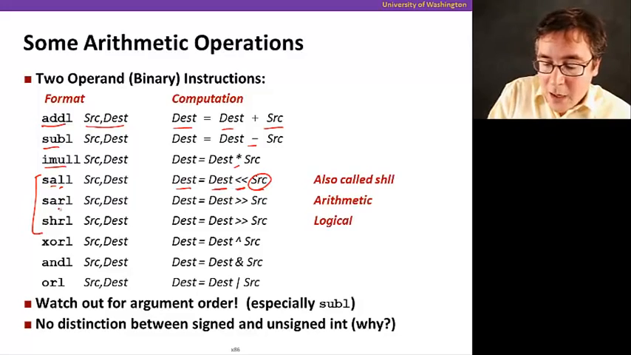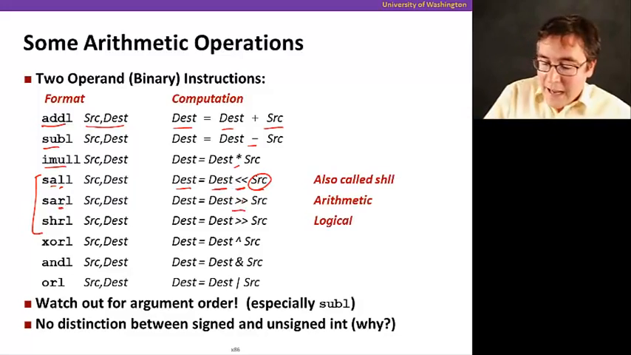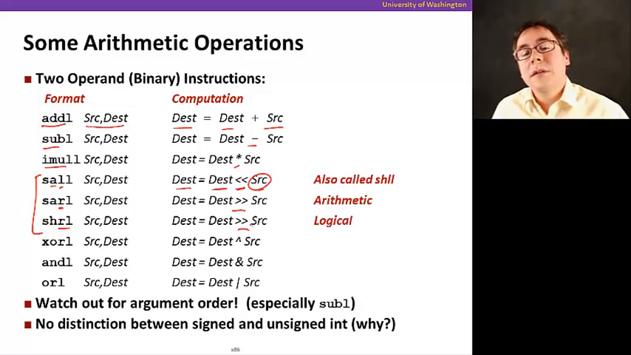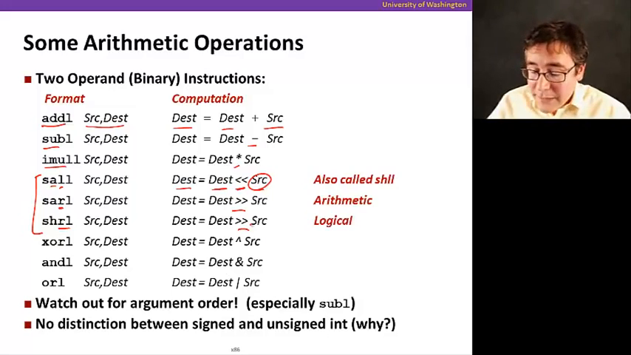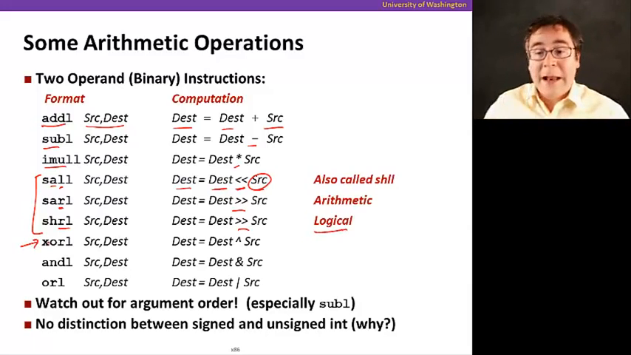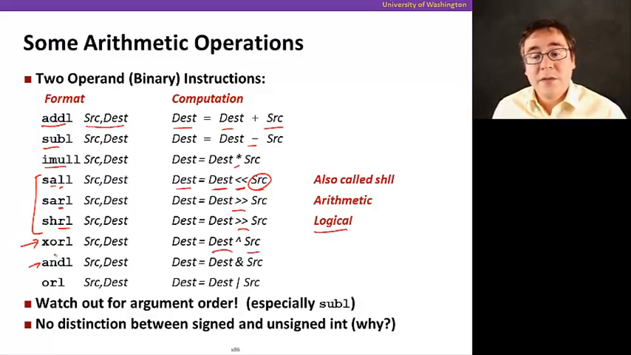Now SARL does the same thing, but with an R because it shifts to the right. And this SHRL is also shifting to the right, except that this is shift logical, meaning that it does not do anything with your sign bit. The XORL instruction just does an XOR of the destination with the source and stores it back to the destination, and AND does a bitwise AND, and OR does a bitwise OR.